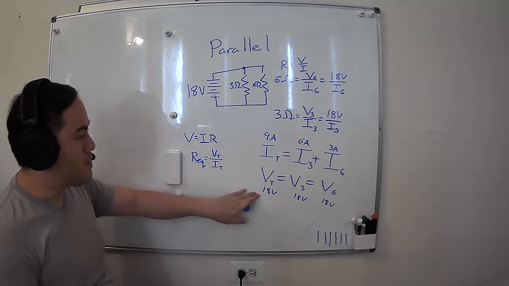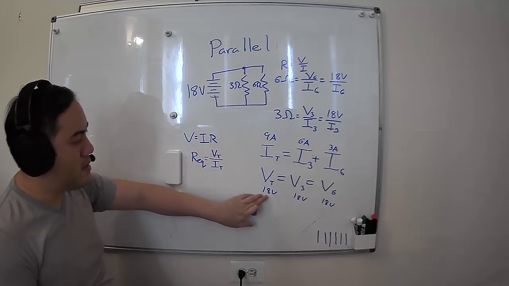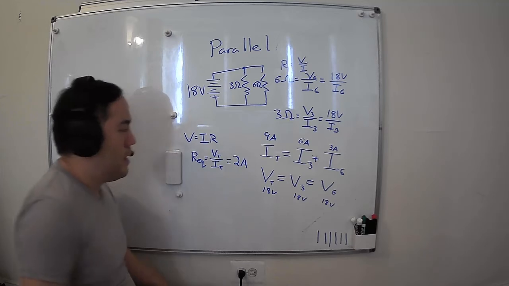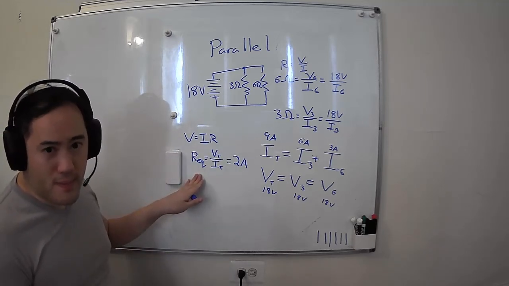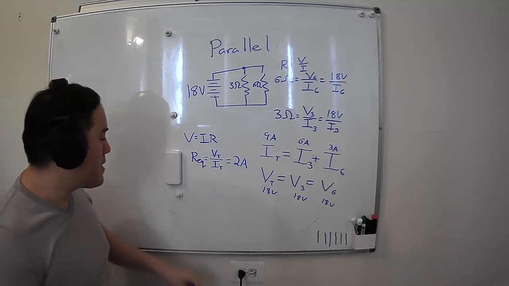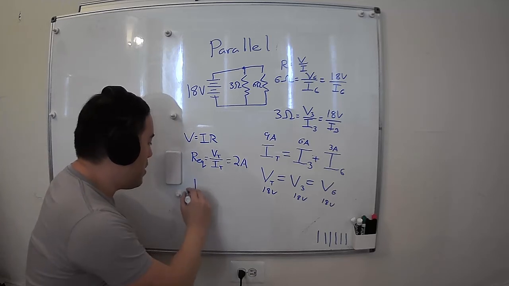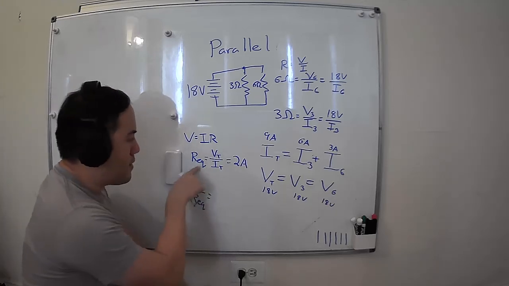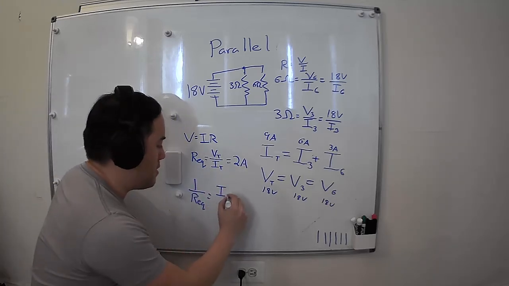For this circuit, we know it should be 2 amps. So this is our final answer. But what's a shortcut? Due to reasons, it's hard to find Req. The shortcut is that it's much easier to find 1 over Req. So we're going to do that. 1 over Req, well, if Req is this, 1 over Req is this.